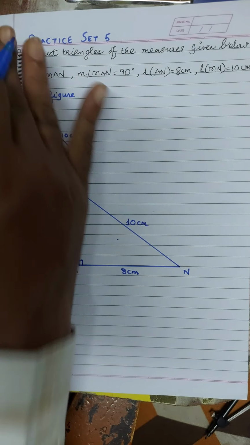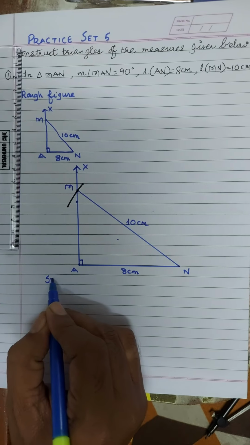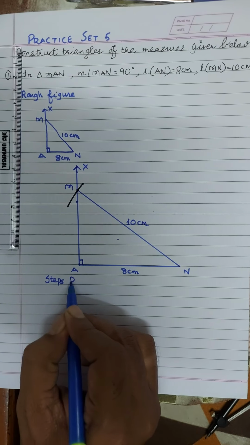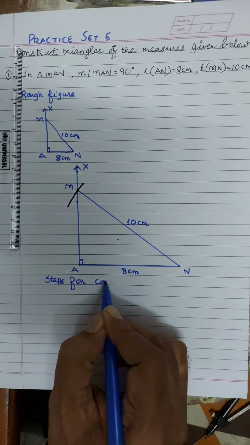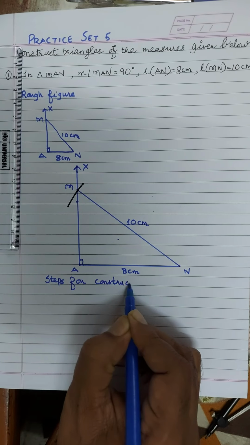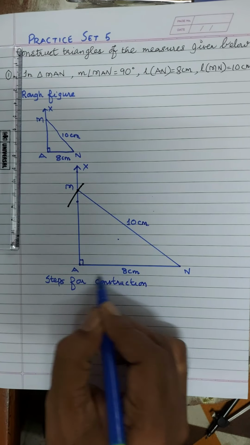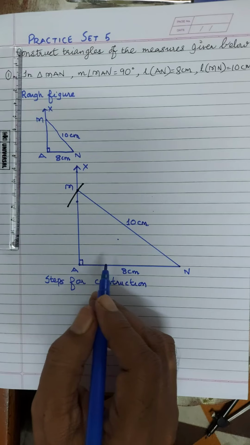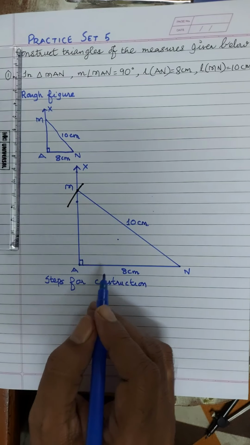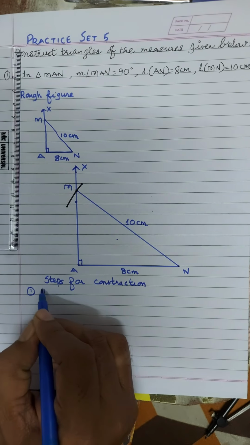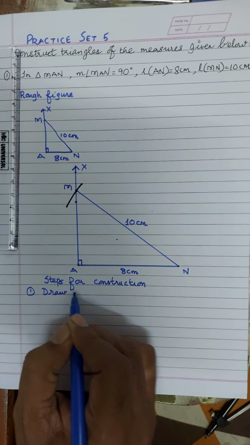So let's do the steps for construction also. Steps for construction. What is the first thing we have taken here? An 8 centimeter line AN. So we have to write here, as the first point, draw a line.